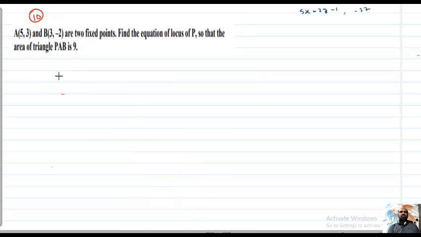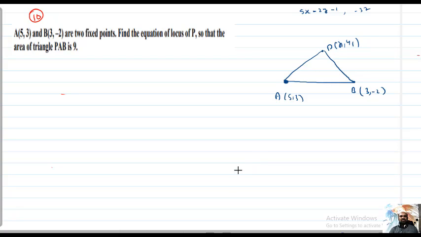Our 10th problem: A(5, 3) and B(3, minus 2) are the two fixed points. First of all, two fixed points are given here, A(5, 3) and B(3, minus 2). Find the equation of locus of P so that the area of the triangle PAB is 9 square units. So P is a variable point, one of the points say P, so that its area equals 9 square units, such that P is moving. We want to find the locus equation of P.